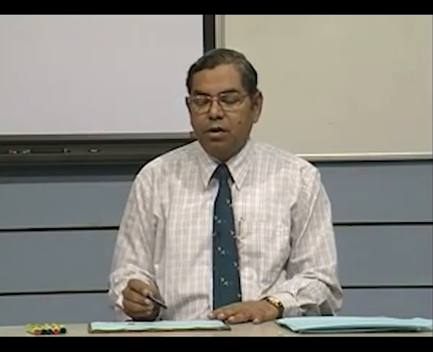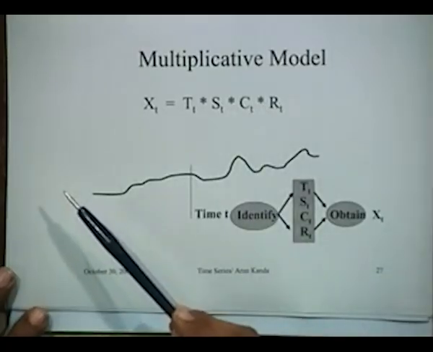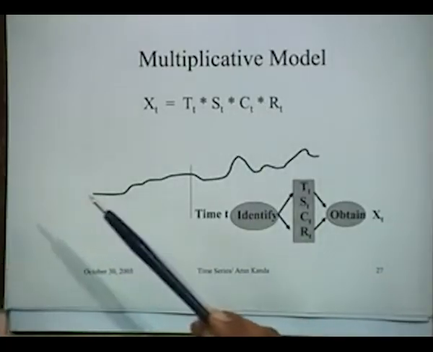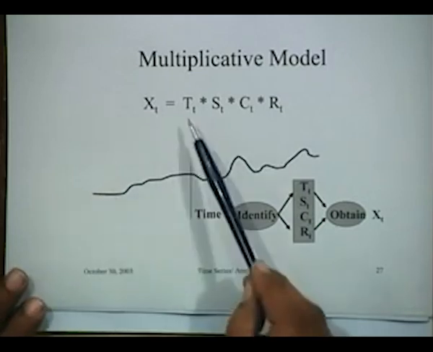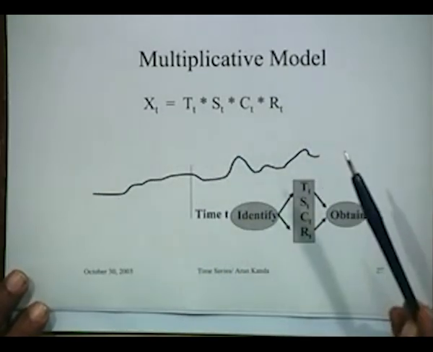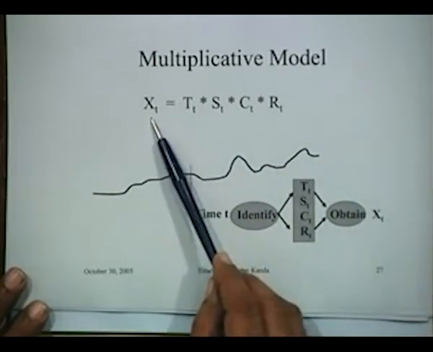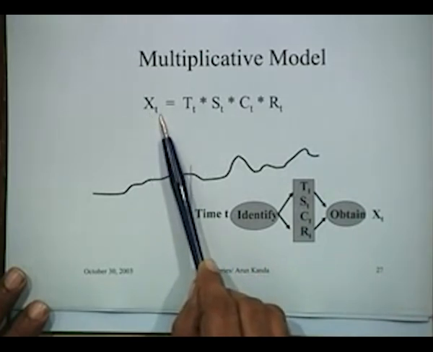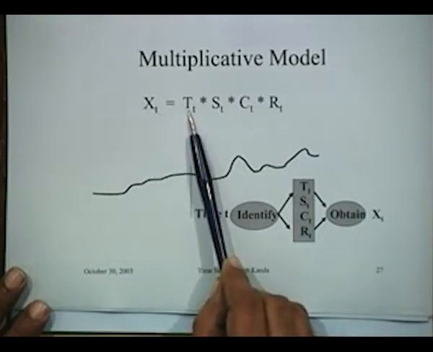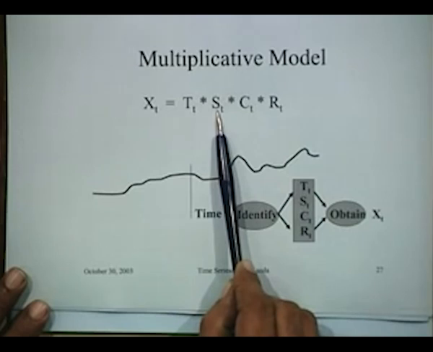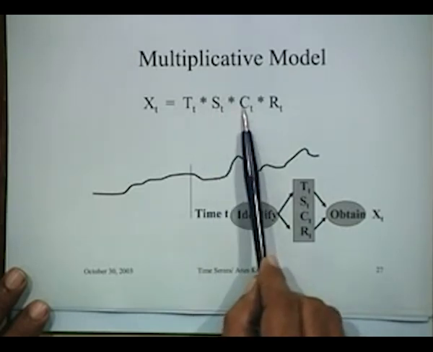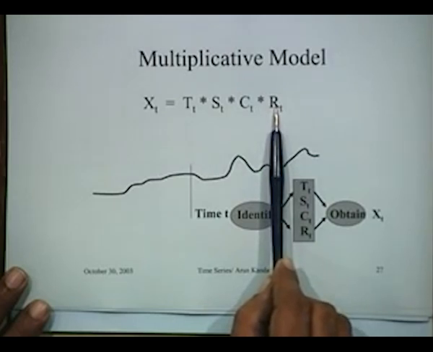The most commonly used method for determining these components is the use of a multiplicative model, although an additive model is also used in some situations, but this is the most popularly used model in time series decomposition. What it says is that the forecast for time period t will be the trend for time period t multiplied with the seasonality component for time period t multiplied with the cyclic component at time period t multiplied with the random component for time period t.